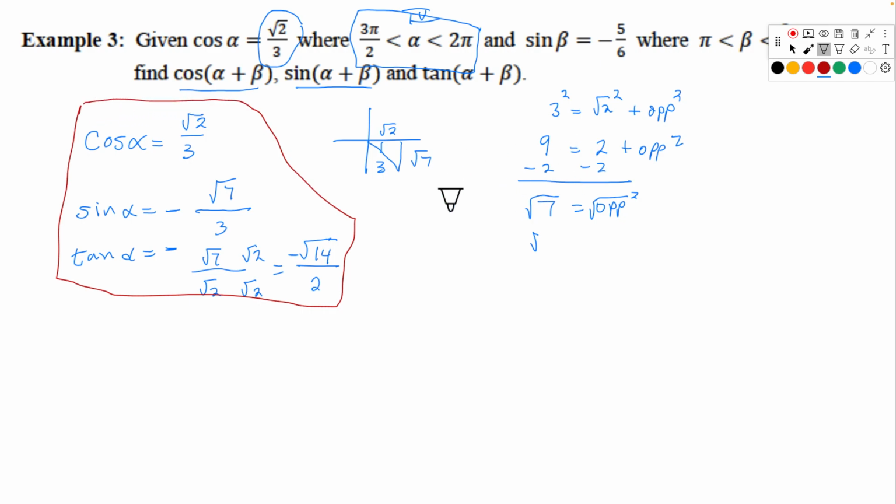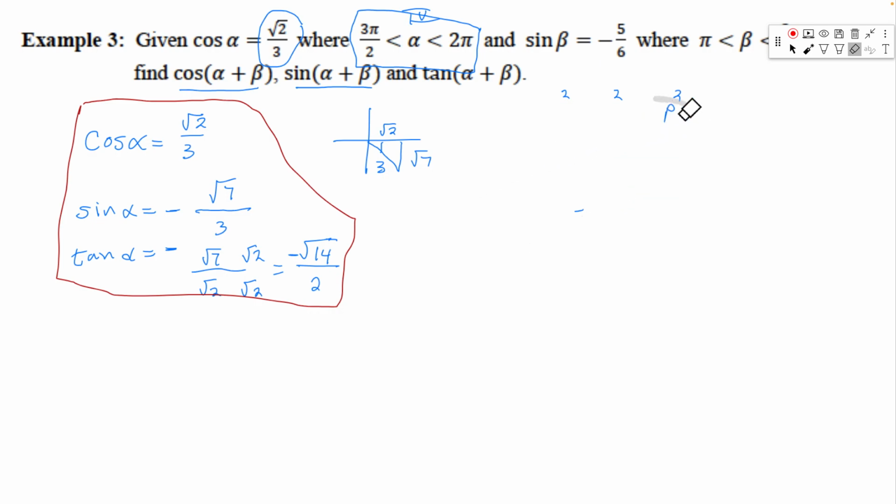Would it be okay if I erase my scratch work over here? Again, it's still recorded in the video, but I want to leave myself some space here. So let's clear all of this out. Set up the triangle. Now we're going to do a similar thing with beta.